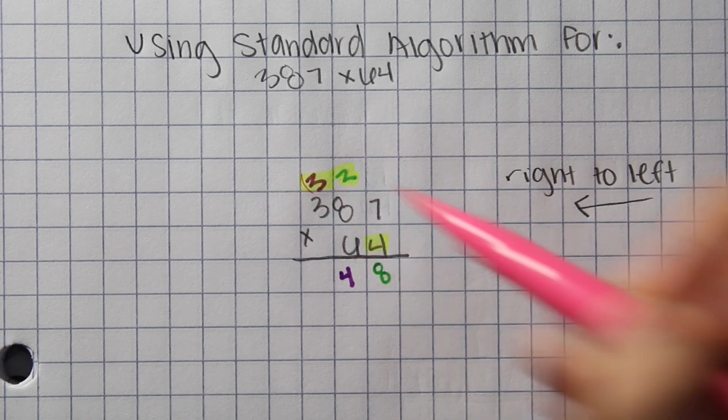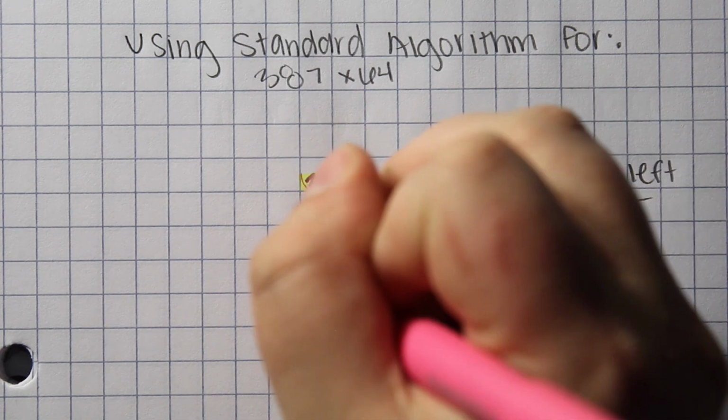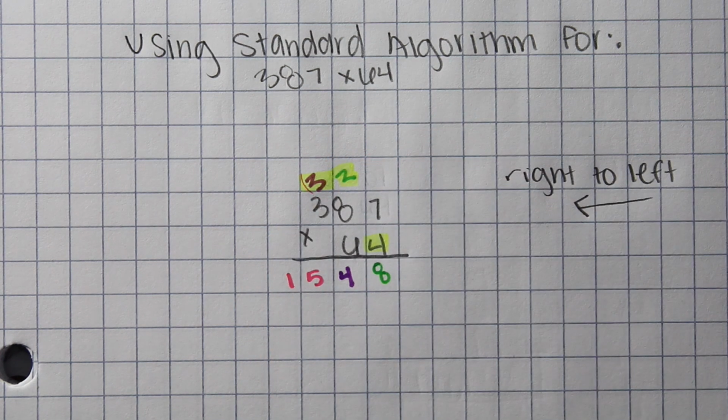And then finally, we're doing 4 times 3 equals 12, but adding that 3 above to find 15. We're putting that below the hundreds value.